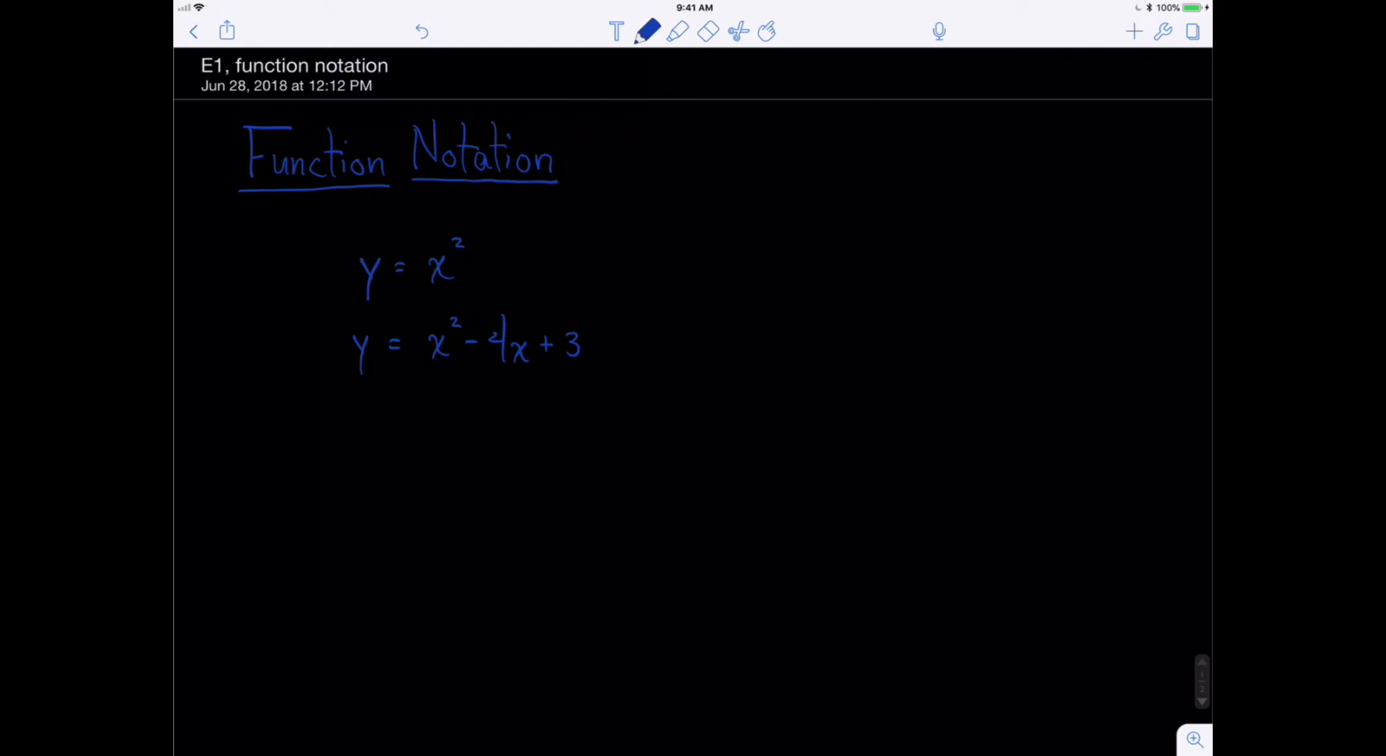Now, if I said evaluate when x equals 3, I can do that. And from the first problem, I'm going to use an arrow here. For the first problem, I would go y equals 3 squared and come up with 9. And then in the second one, I would do the same thing. I would take 3 squared minus 4 times 3 plus 3. So it's 9 minus 12 is negative 3 plus 3, and I got 0.